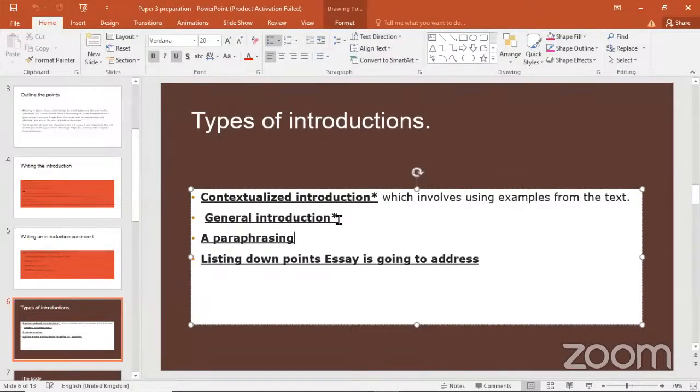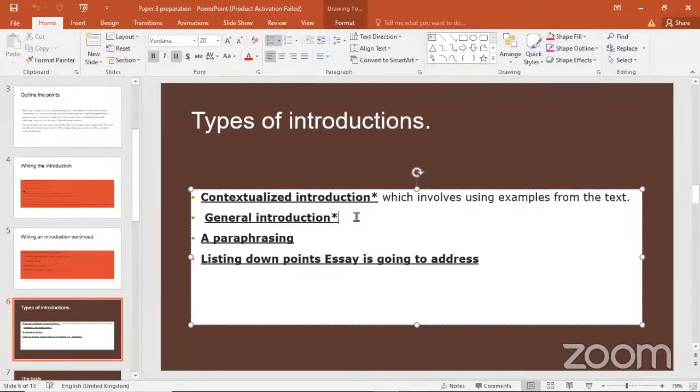We have the general introduction. Just like the name says, it's general. This one is not pegged on the text. You can talk about general things. If you're talking about greed, you can talk about greed currently in the government, or personal greed. You can talk about anything, as long as it's general.